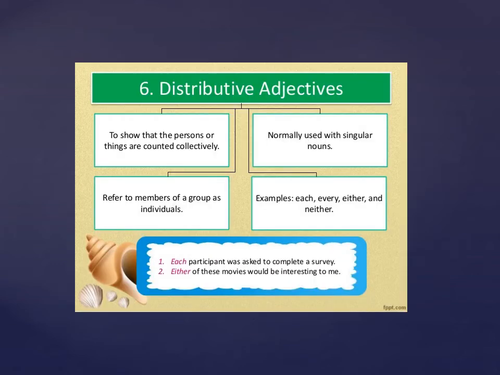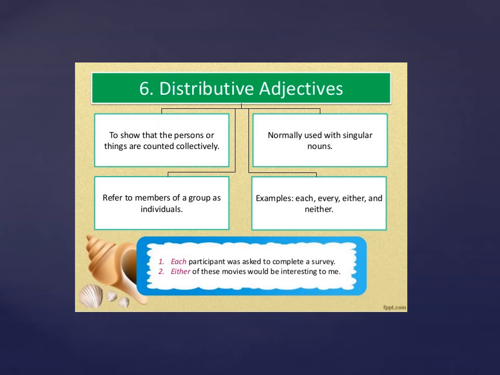Number 6, we have here distributive adjective, to show that the person or things are counted collectively, or normally used with singular nouns. Refer to members of groups, individually. For example, each, every, either, neither. So each participant was asked to complete a survey. Either of these movies would be interesting to me.